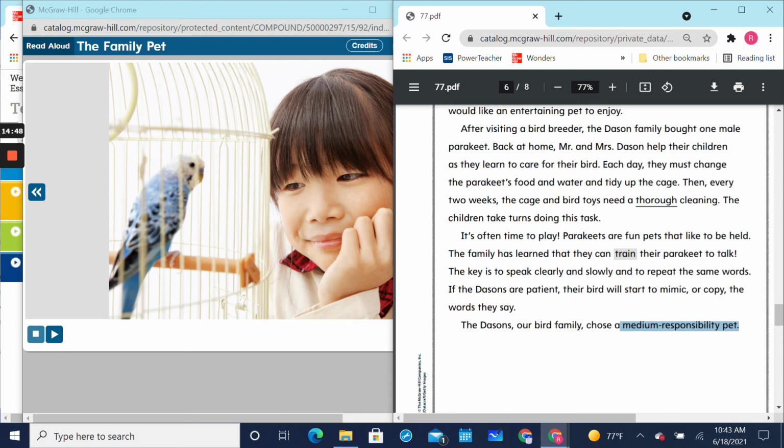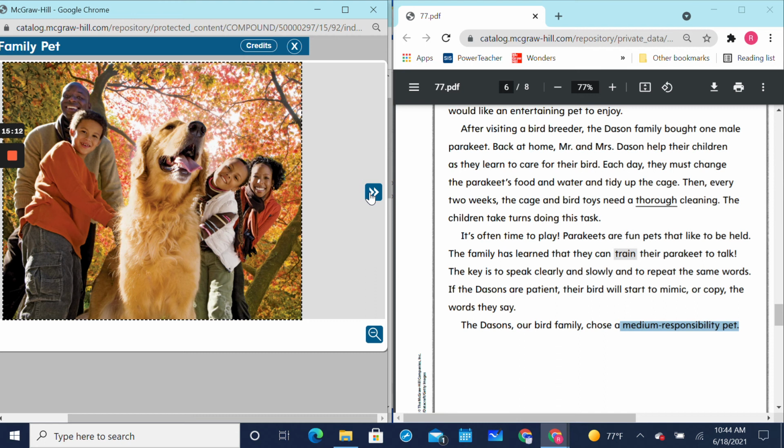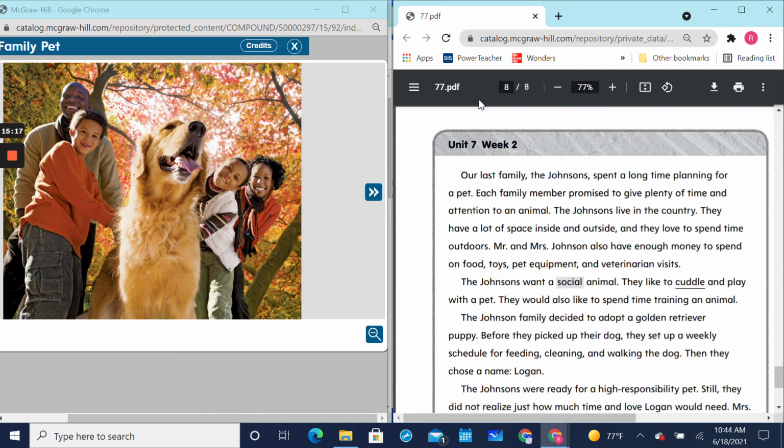So based on my background knowledge of knowing what it took to take care of a dog, I think that our next animal that we are going to read about is going to be a pet dog. Let's see if my prediction is correct. It is! Oh yeah, I was able to confirm my prediction. It is going to be about a dog. Now let's read about why this family chose a dog to take care of.